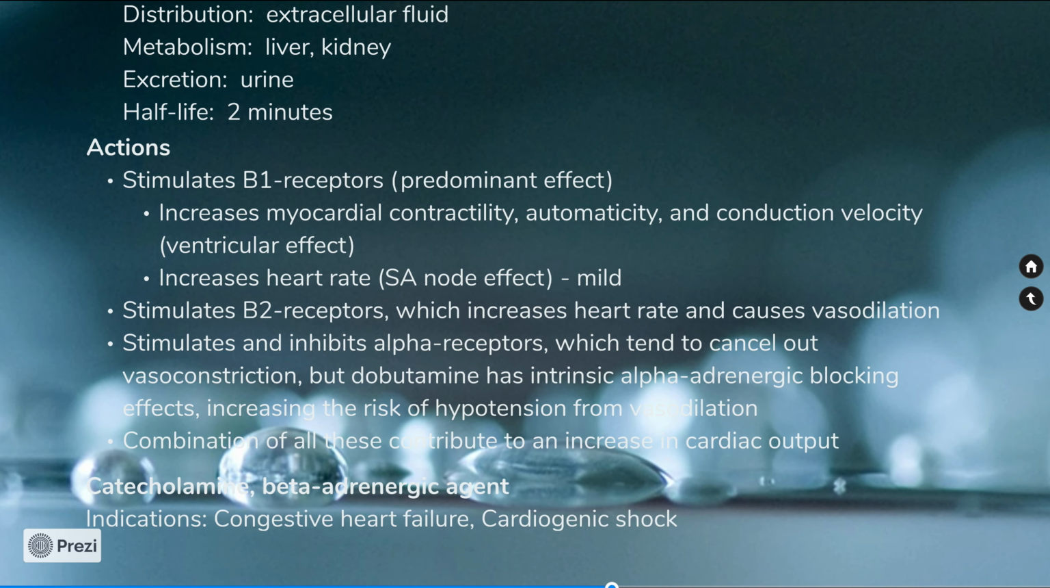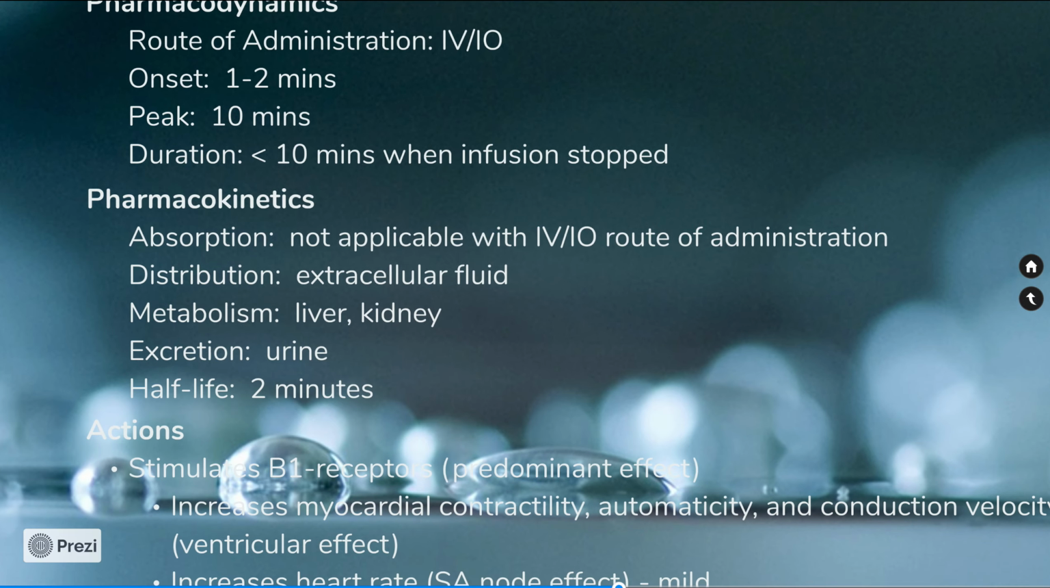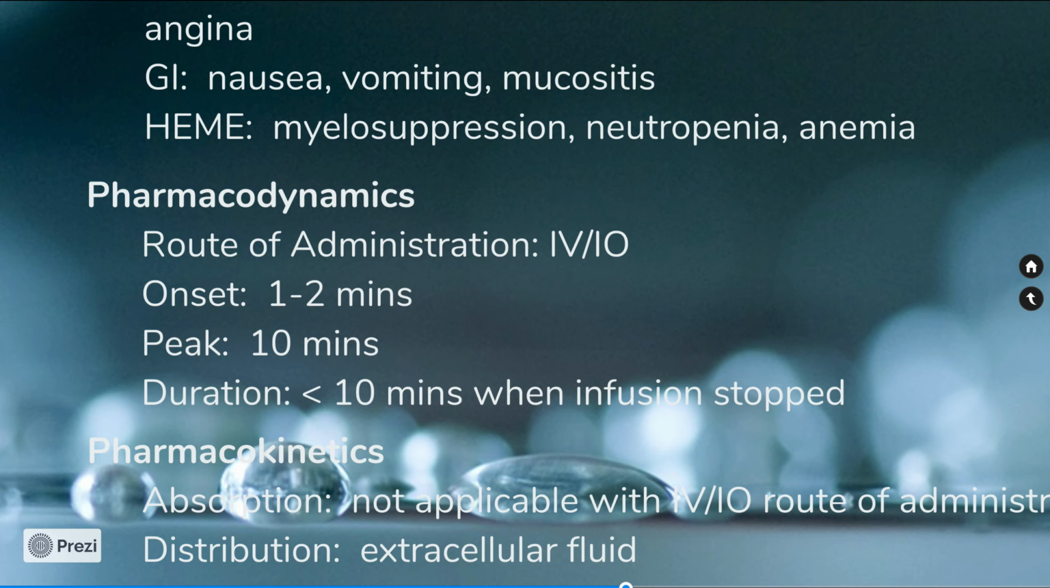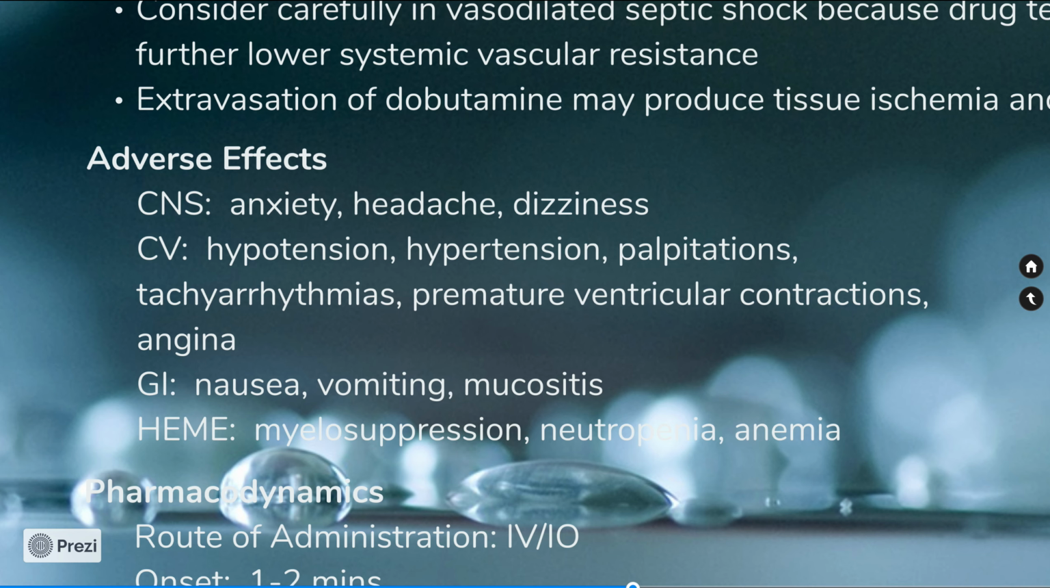So, it stimulates beta-1 receptors and stimulates beta-2 receptors. It both stimulates and inhibits alpha receptors. So, a net alpha receptor effect of 0. So, you have a net beta receptor effect, which increases heart rate and causes vasodilation and improved cardiac contraction. So, these are the pharmacokinetic parameters, the pharmacodynamic parameters. Also, this drug is given intravenously or intraosseously. A list of the adverse effects you see when you use dobutamine.